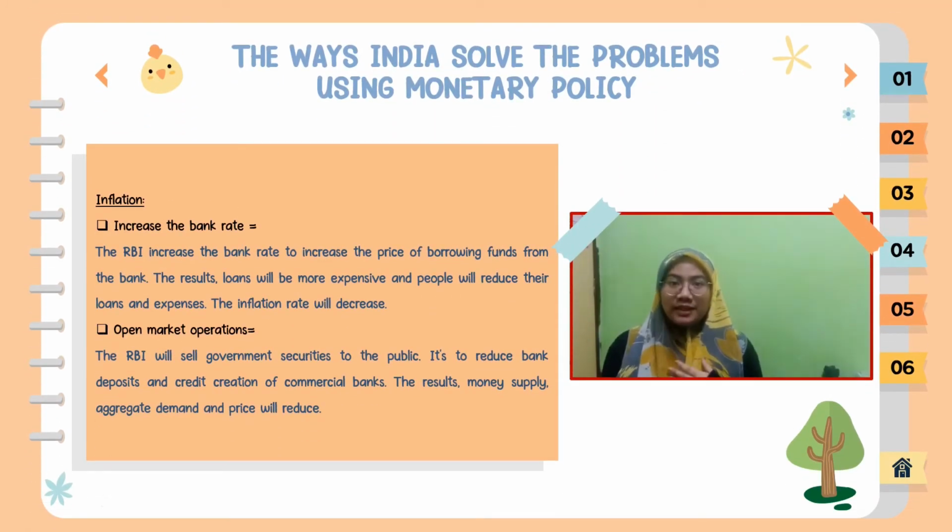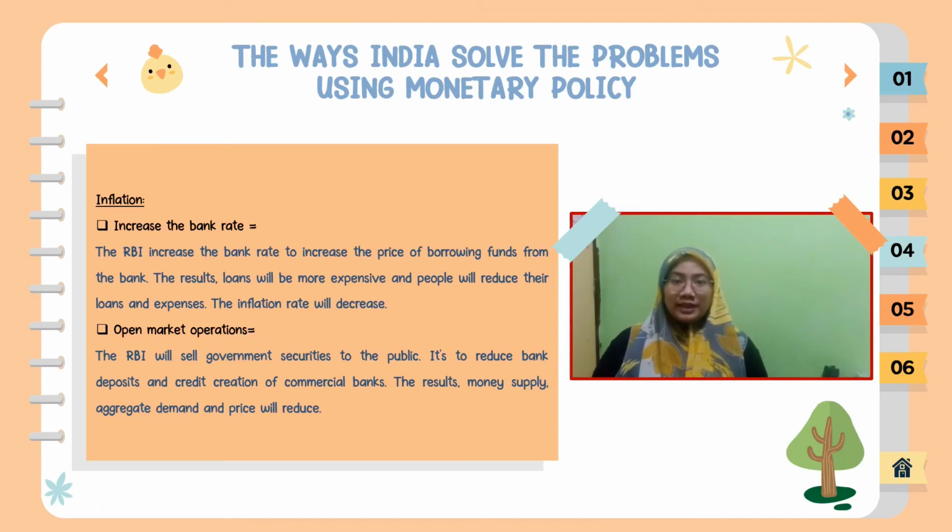I will explain the way India solved the problem using monetary policy. Inflation first. Increase the bank rate. The RBI increased the bank rate to increase the price of borrowing funds from the bank. The result: loans will be more expensive and people will reduce borrowing and expenses. The inflation rate will decrease.